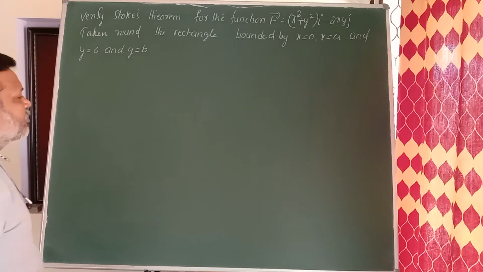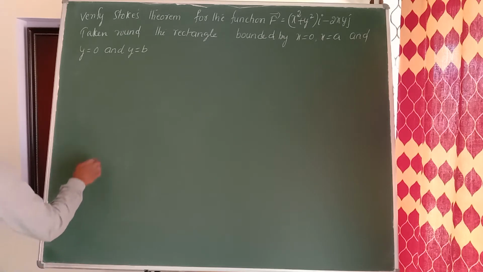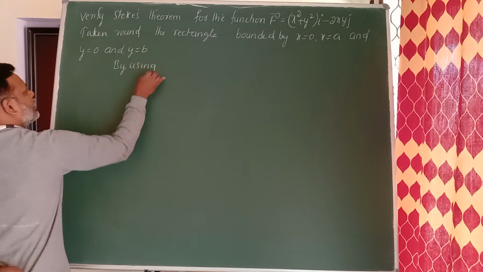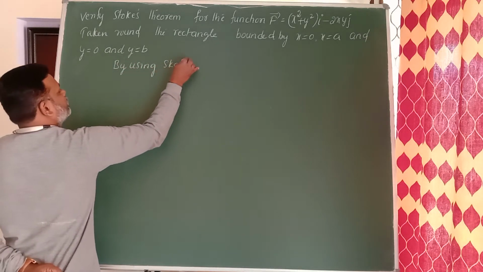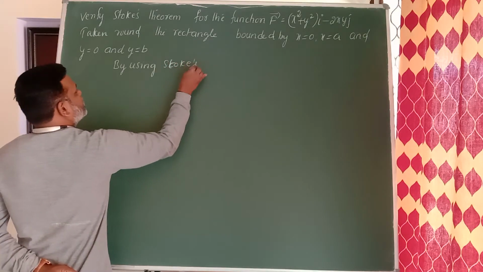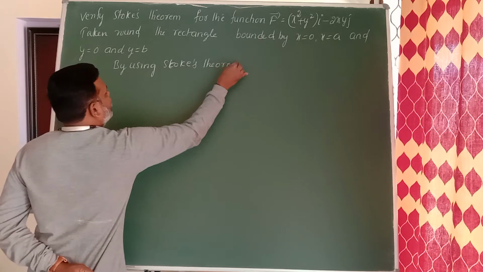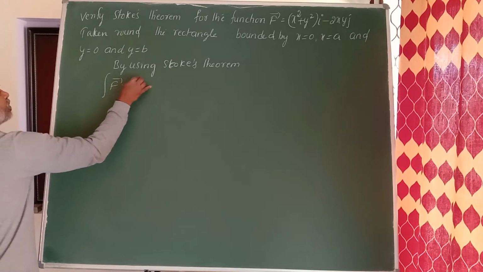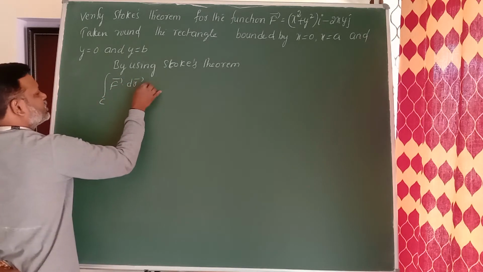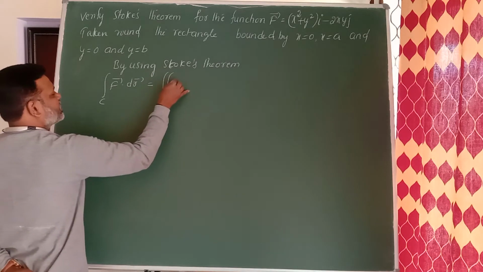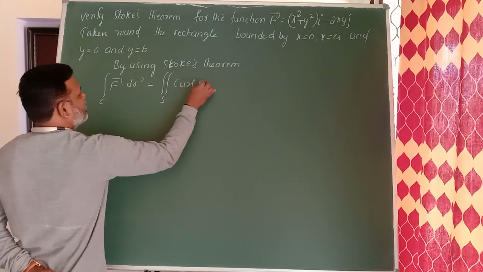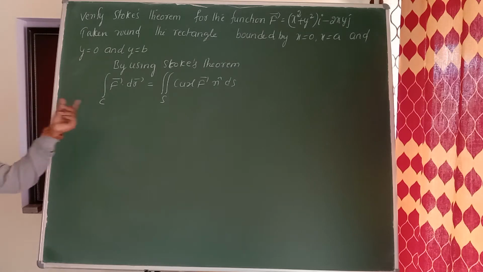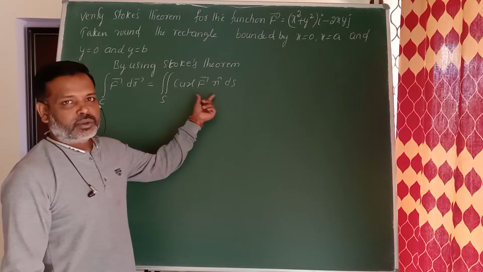Before going to verify the Stokes theorem, let us write down the formula. By using Stokes theorem, what we are going to write here? Stokes theorem verification: the line integral of f dot dr over a curve C is equal to a double integral over the surface S of curl f dot n cap into ds. This is the formula. One by one let us start. First let us find out the LHS and thereafter you have to sort out the RHS.